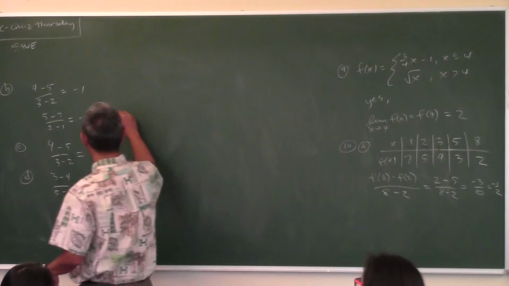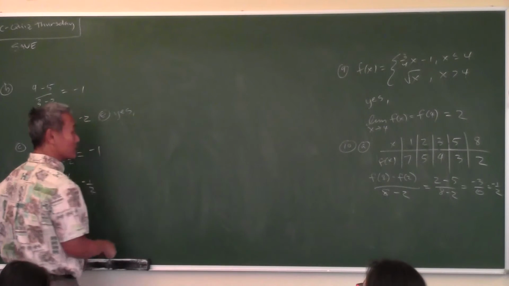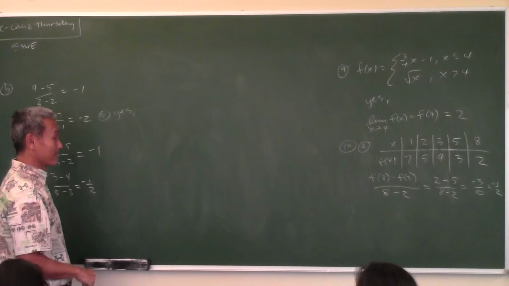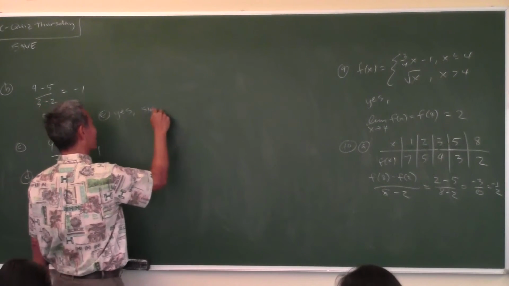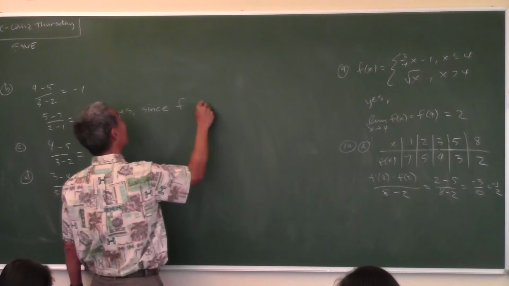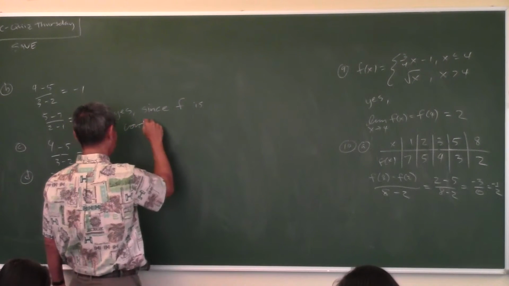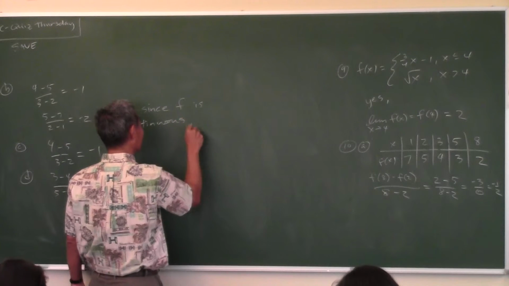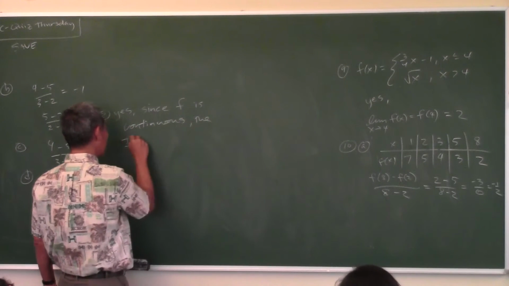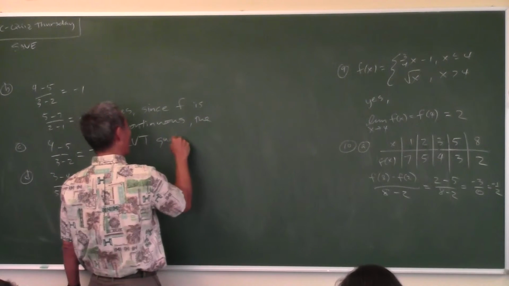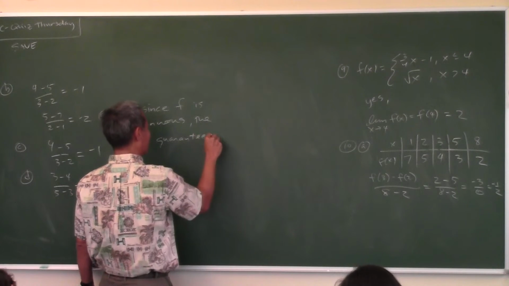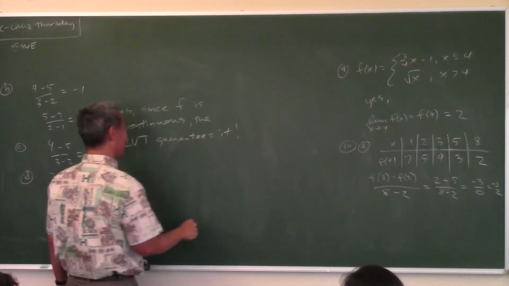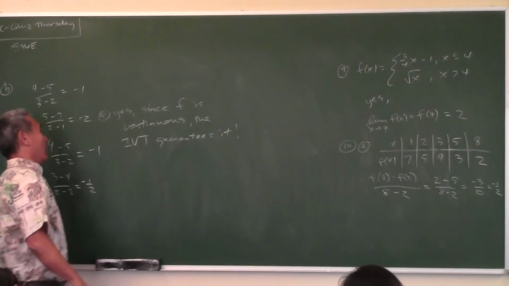I'll give you 2 points for that. You want the other 2 points? Remember what I told you to say? Oh, see, some of us are remembering. Since f is continuous, the intermediate value theorem guarantees it.